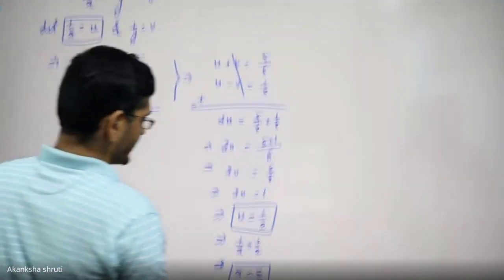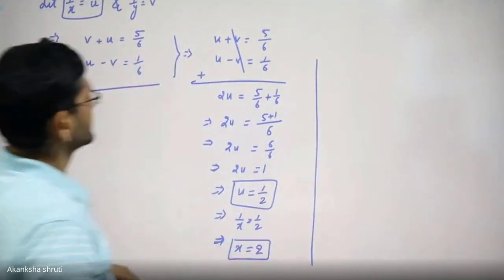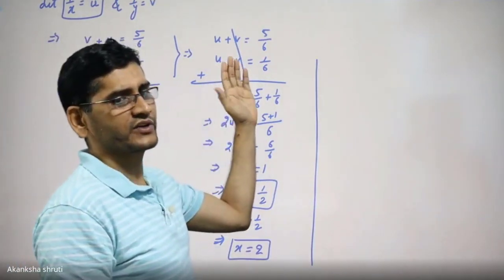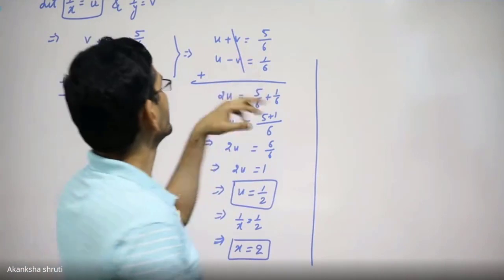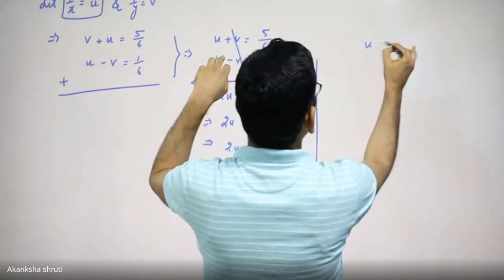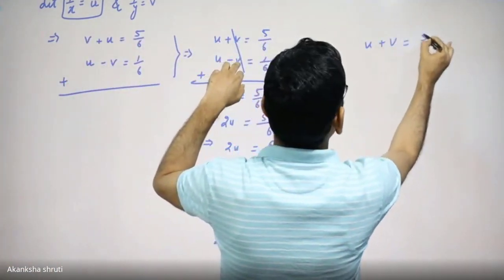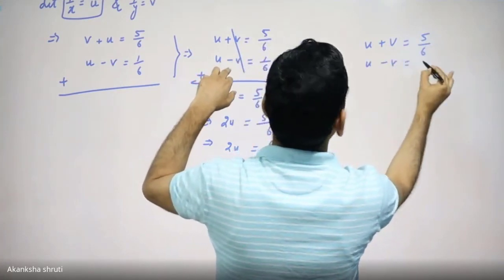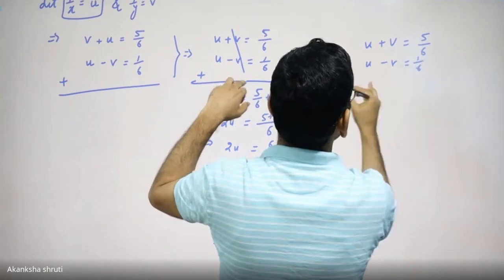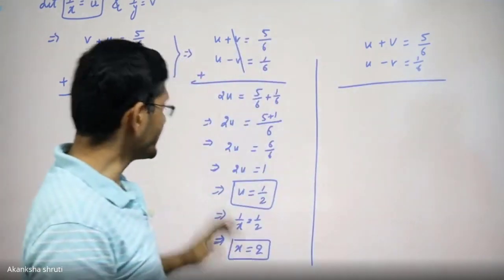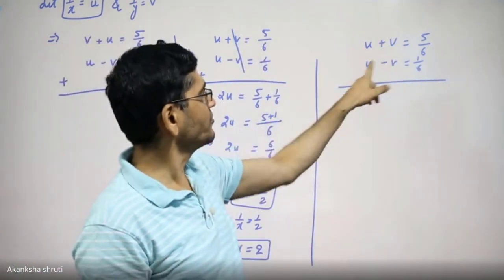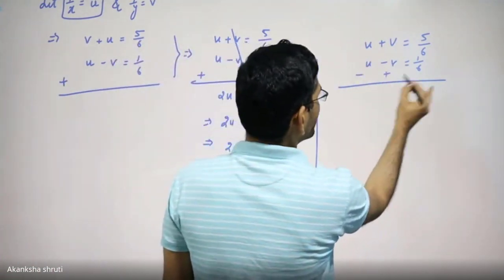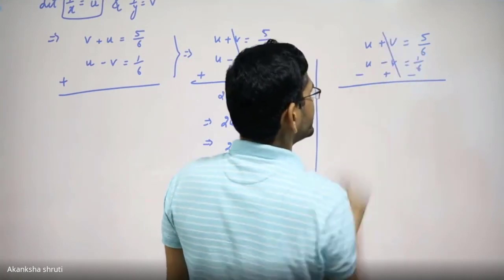Students, again, for finding the value of v, what we need to do? Such a simple equation is quite interesting and easy to solve. Rewrite this equation. u plus v is 5 by 6 and u minus v is 1 by 6. Students, for getting the value of v now, we have to subtract this. So go for changing their sign. Minus, it becomes plus, it becomes minus.